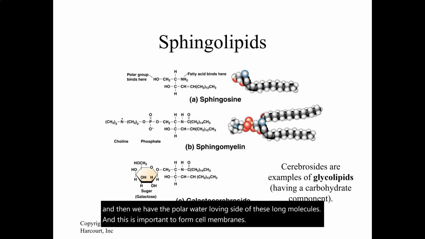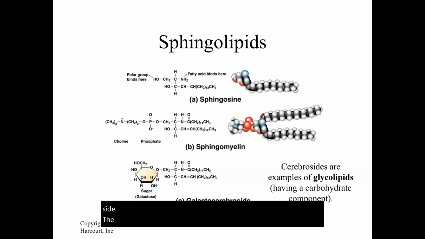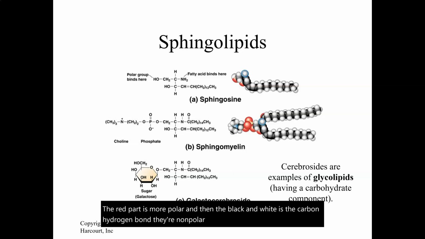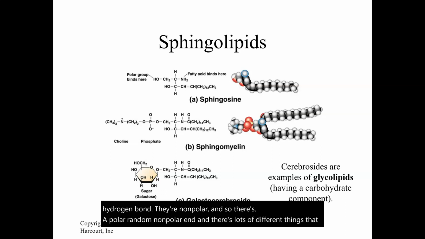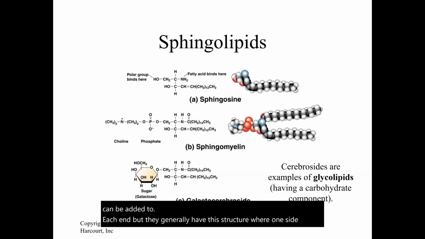Here's some more. Here are the sphingolipids. They have a polar side. The red part is more polar, and then the black and white is the carbon-hydrogen bond, their nonpolar end. So there's a polar end and a nonpolar end. There's lots of different things that can be added to each end, but they generally have this structure where one side's polar and one side's nonpolar.